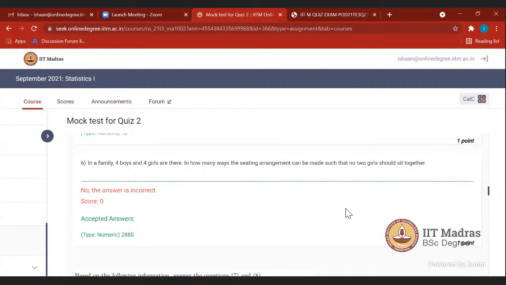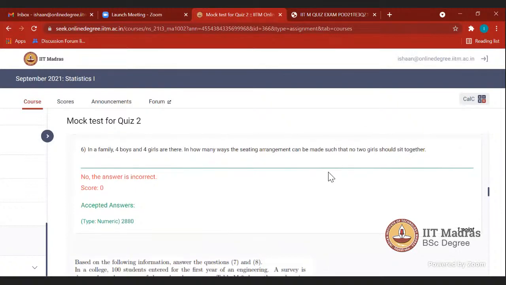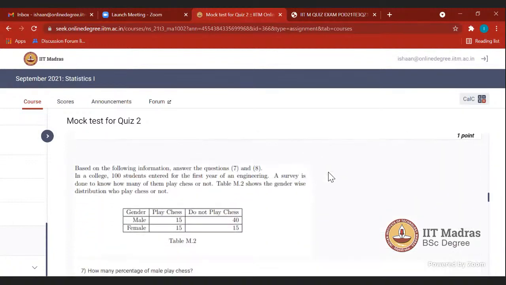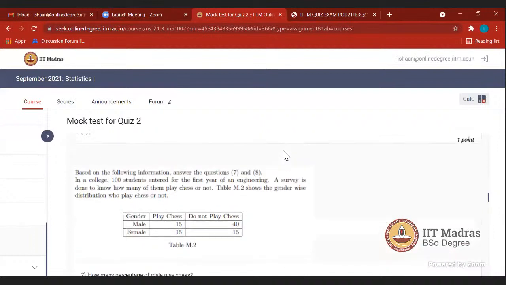Yeah, but that will make many cases. You have 4 girls, you have to make 4C2 cases like that. You have to do that and then arrange them also. So the better way was to place the boys first and then place the girls in between.